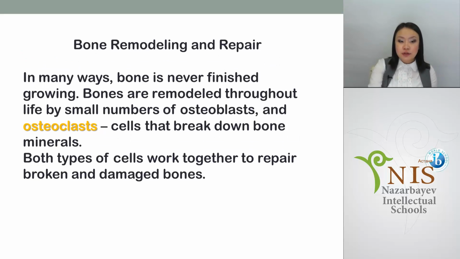Bone remodeling and repair. The 3rd type of bone cell does this job. In many ways, bone is never finished growing. Bones are remodeling throughout life by small numbers of osteoblasts and osteoclasts, cells that break down bone minerals. Both types of cells work together to repair broken and damaged bone. With the help of osteoclasts, our bone at the end will have its general form.